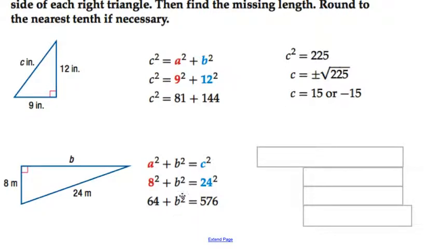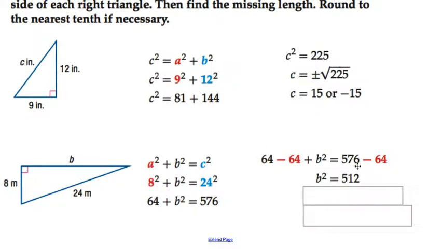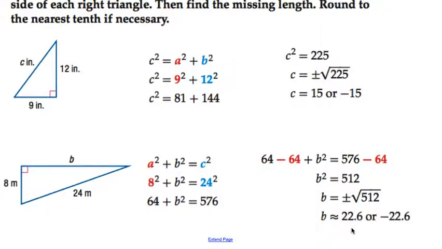Now how do we get b squared by itself? 64 is being added to b squared, so we need to subtract 64 from both sides. So we have 64 minus 64 plus b squared equals 576 minus 64. Remember, we're just subtracting that from both sides. Well, on the left side, these will add to 0 then, right? We'll get b squared by itself. And 576 minus 64 gives us 512. Now take the square root of both sides, and the square root of 512 is 22.6. And again, we're only going to use the positive value because the negative value doesn't make sense in this specific case.